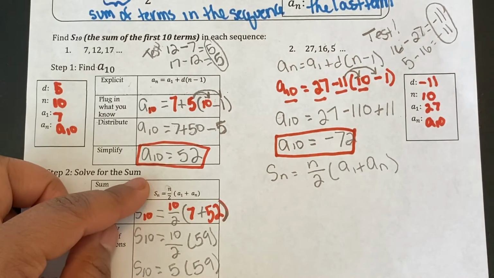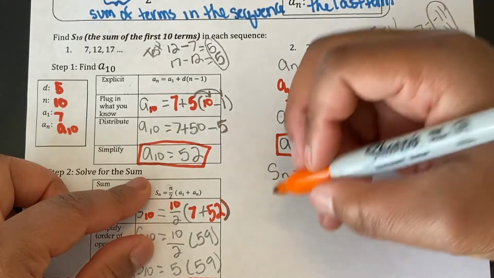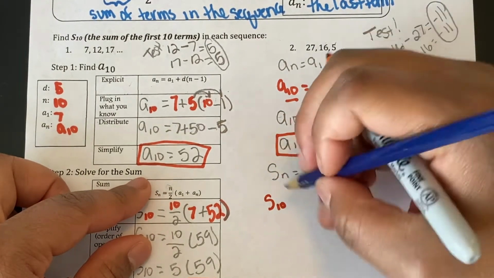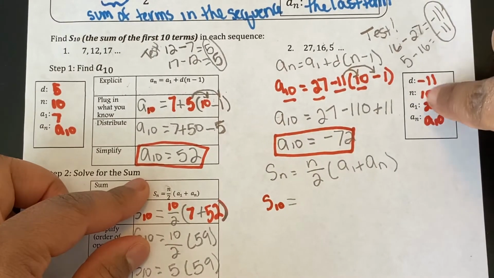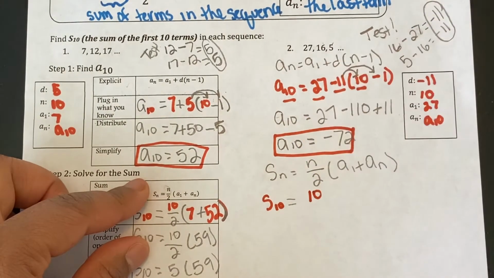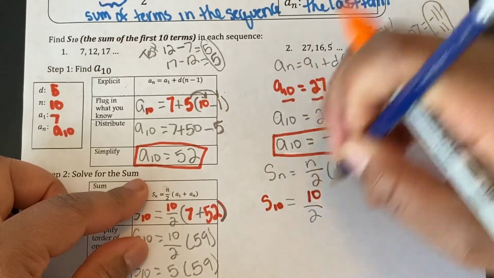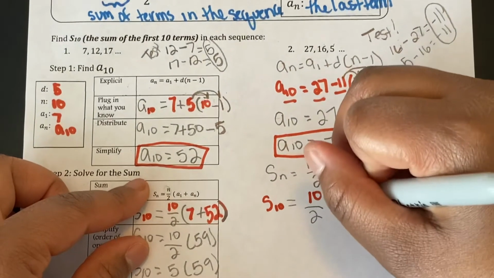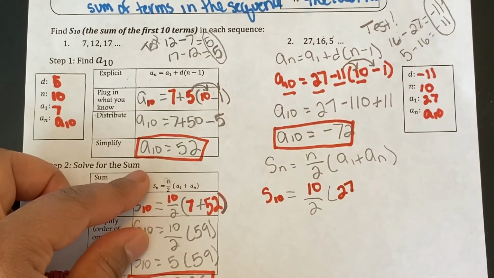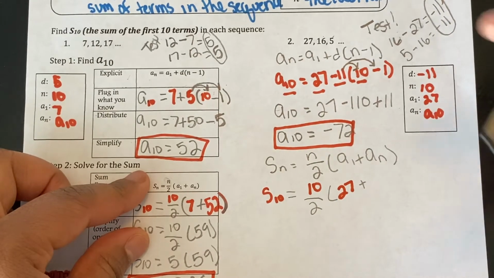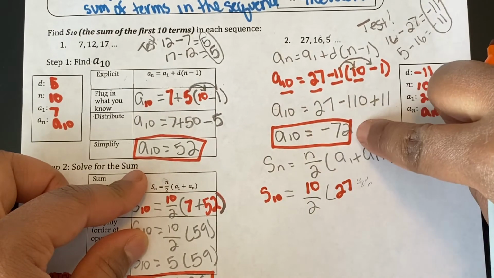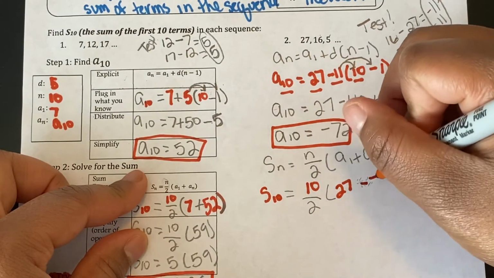Okay. Let's plug in what we know. We know that we're looking for S sub 10 equals n, which is 10, divided by 2, times a sub 1, which is 27, plus a sub n. Actually, it's not going to be plus a sub n because our a sub n is a sub 10, which is negative 72. So it's minus 72.